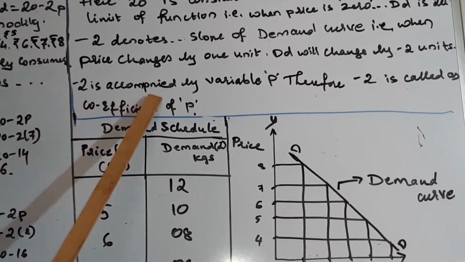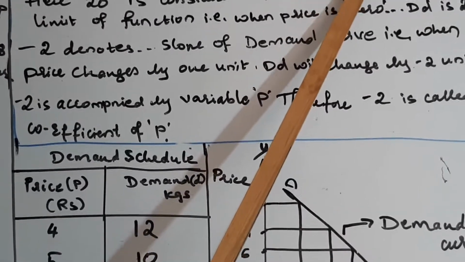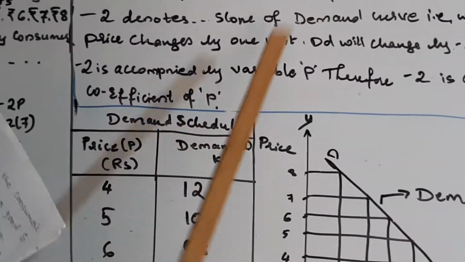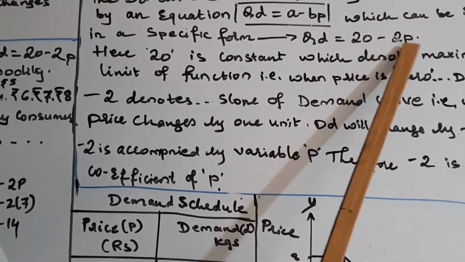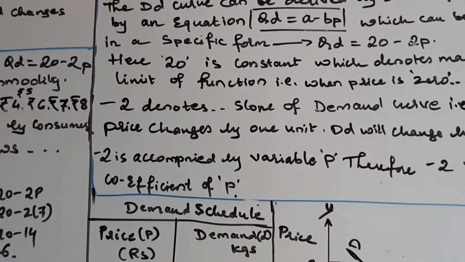And minus 2 is accompanied by a variable P. So this minus 2 has a variable P where you are going to substitute the values. Therefore, minus 2 is called the coefficient of P. Coefficient means both will move together. Therefore, it is called the coefficient of P.